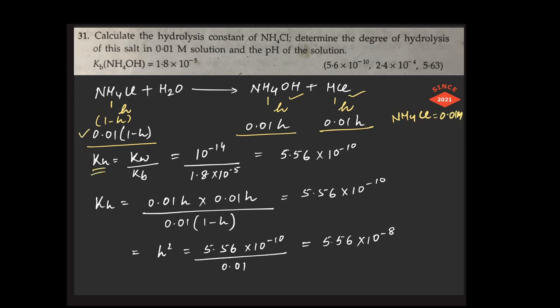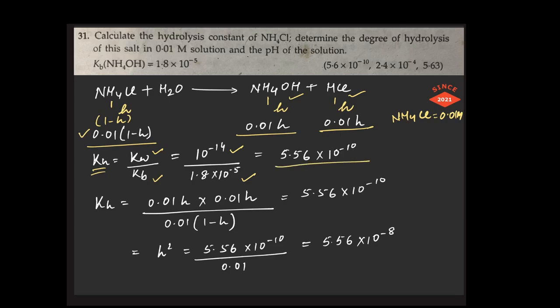What is the value of Kh? The value of Kh will be Kw by Kb. The value of Kw is 10 to the power minus 14 divided by the value of Kb given in the question. So the value of Kh comes to 5.56 into 10 to the power minus 10, right?